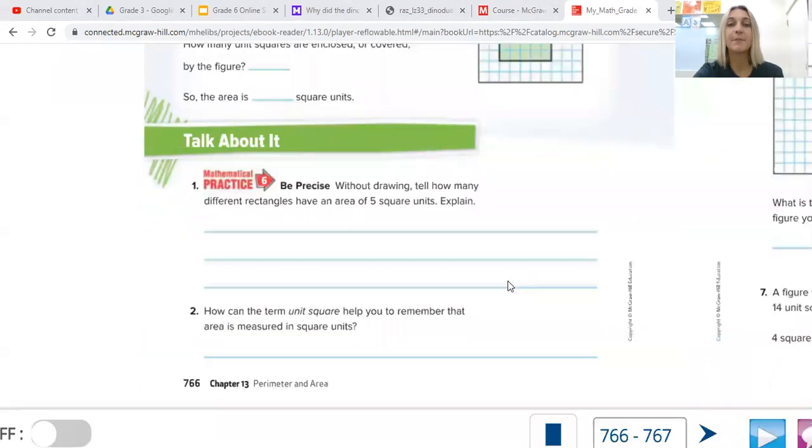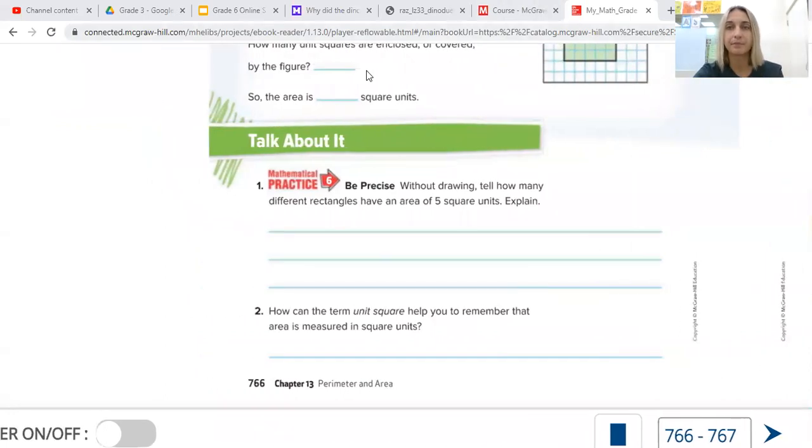Okay, let's move down here. We're going to talk these through, and then I'll throw the answers up because it's quite a bit of writing. Now, without drawing, tell how many different rectangles have an area of 5 square units. I'm crossing that out. We're going to draw them because we're just getting started with this. I think it's easier to see it. So let's just make one rectangle with 5 square units.